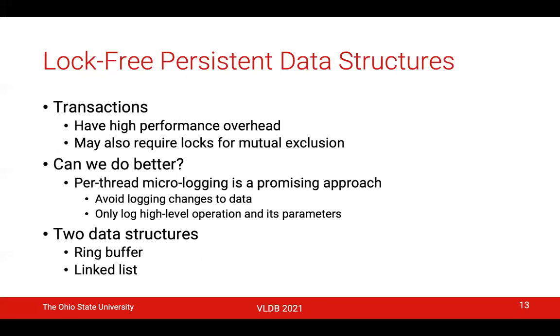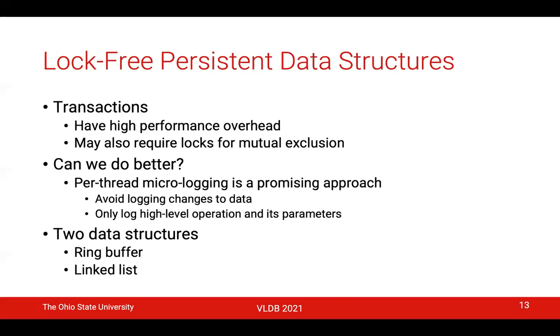So let's take a look at how we can mitigate the 2 quirks we just discussed using a case study on the design of lock-free persistent data structures. One common approach to design crash-consistent structures is to use transactions. However, transactions on PMEM have high performance overhead due to excessive writes to PMEM and may also require locks. So can we do better? We looked at several different options and found that per-thread micro-logging is a promising approach that can be used. The main idea is to avoid logging changes to data and instead only log high-level operations and its parameters.